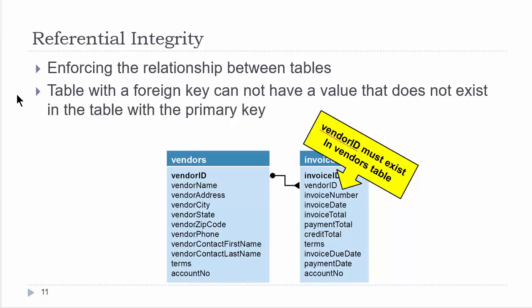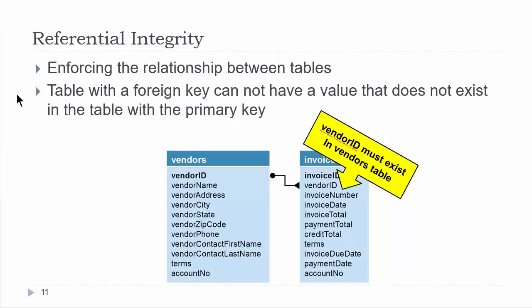So here we have two tables. On the left, we have the vendor table. So in this table, we would have many rows of vendors. They would all have a unique ID. On the right, we would have a table full of invoices. Each invoice has its own unique ID, and it would be related to a vendor.